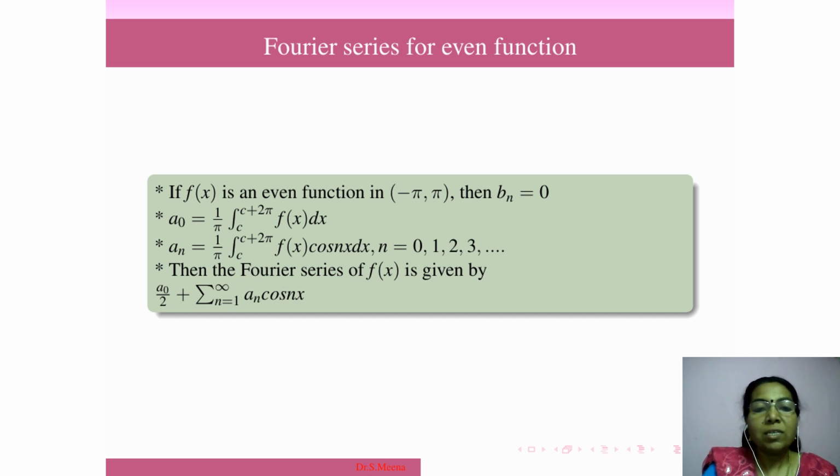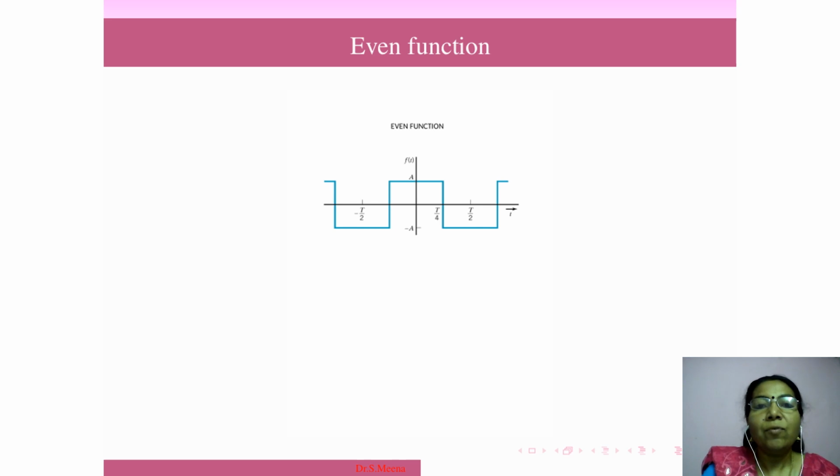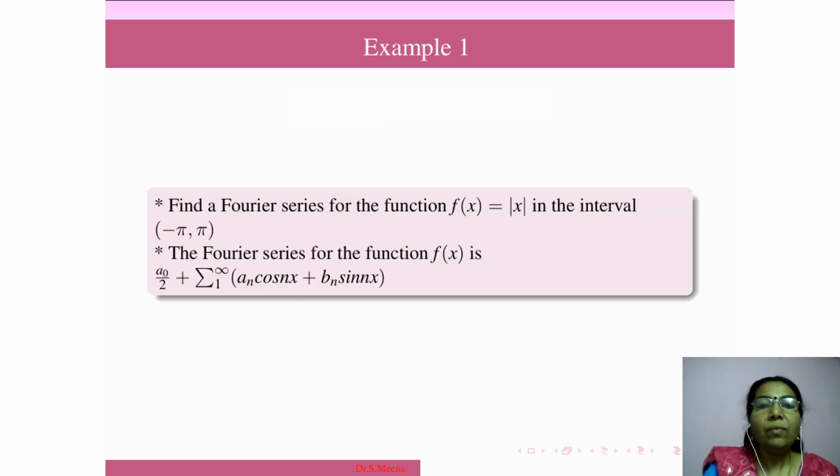So the Fourier series is given by f of x is equal to a naught by 2 plus summation n equal to 1 to infinity an cos nx. So this is one of the diagrams for the even function.